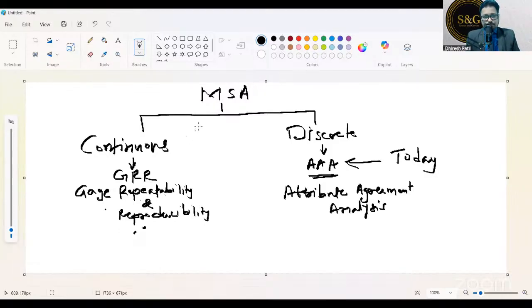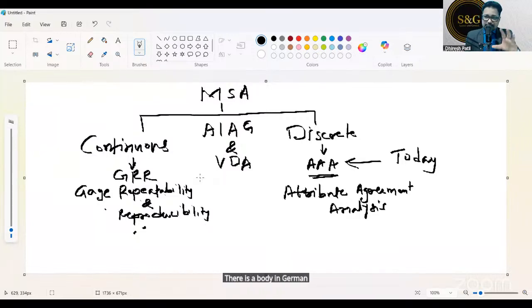Now, there is a body called AIAG, the Automotive Industry Action Group, which is a governing body for the automotive sector. And there is a body in German automotive, which is VDA. It's a German word. Now, these two bodies are just like we have ISO, right?